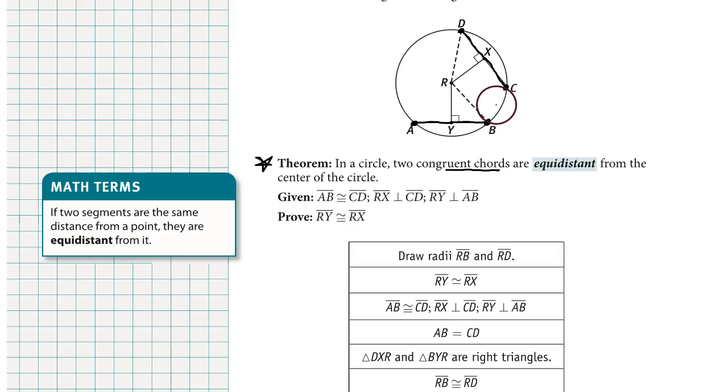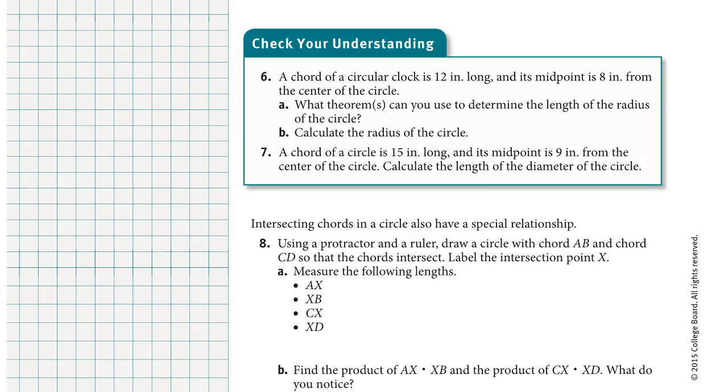They're the same length. When chords are congruent, what we know to be true is that they're the same distance to the center of the circle. What that means is that the distance from R to Y is the same as the distance from R to X. Again, we're not going to take the time to prove this in the lesson. Let's just accept that this can be proved, and then we can use this theorem to solve problems. Let's look ahead to the check your understanding questions.